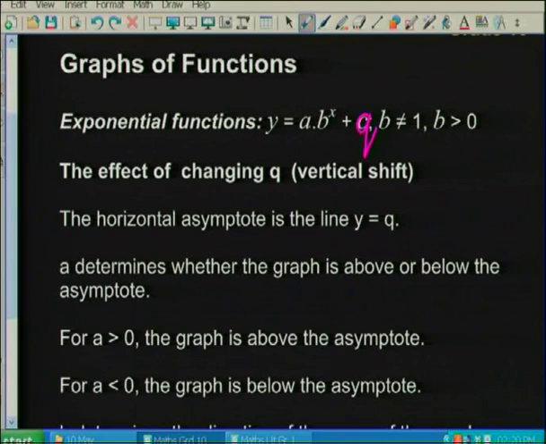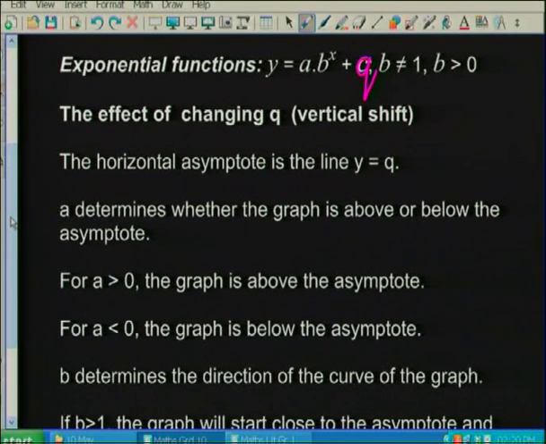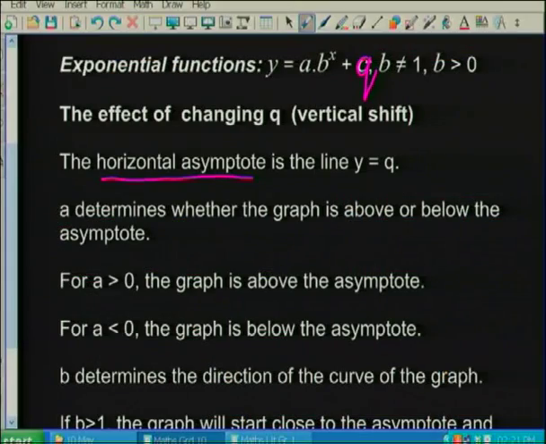Right, the first thing is, with an exponential graph, we have a horizontal asymptote. A horizontal asymptote like this, and the horizontal asymptote will be the line y is equal to q. So if your graph has 3 as a q value, there will be a horizontal asymptote at 3, meaning that the graph has shifted up 3.